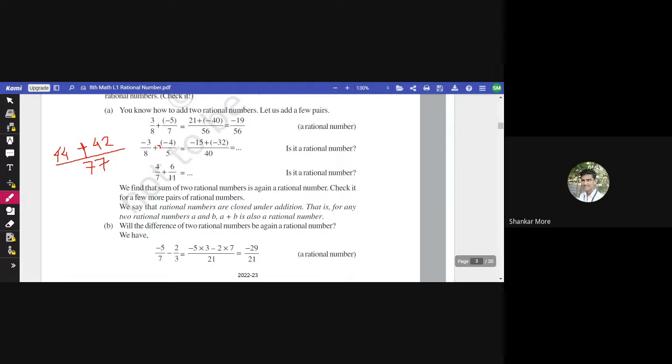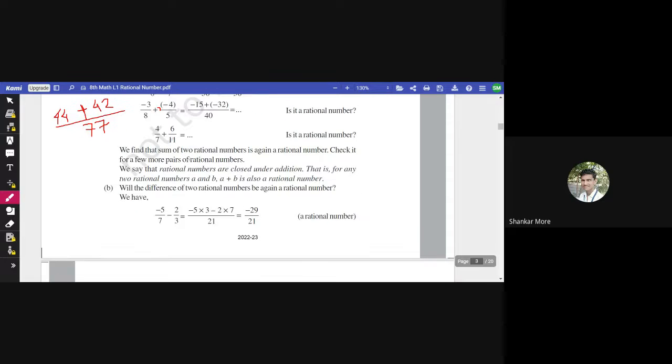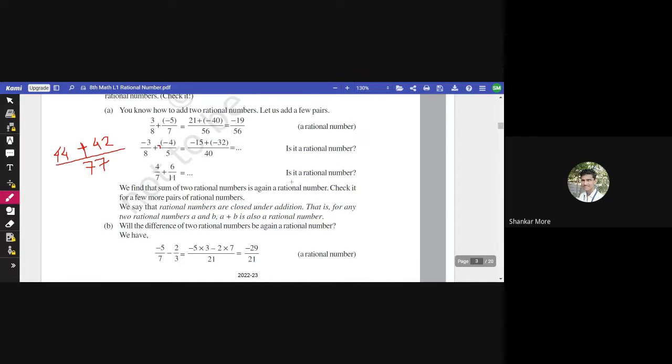Now we will just see what is written over here in this last paragraph, and then we will stop for today. Okay, so let me just read it. We find that sum of two rational numbers is again rational number. See, in every example, what was our conclusion?